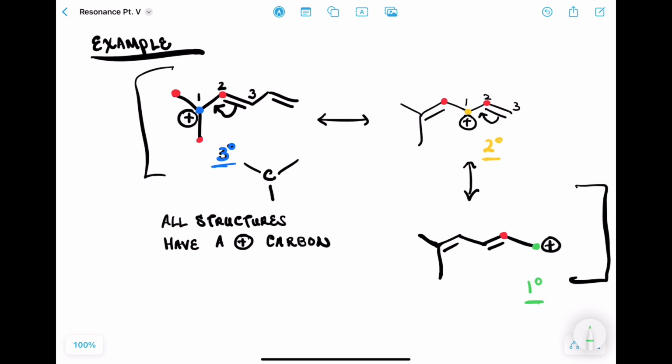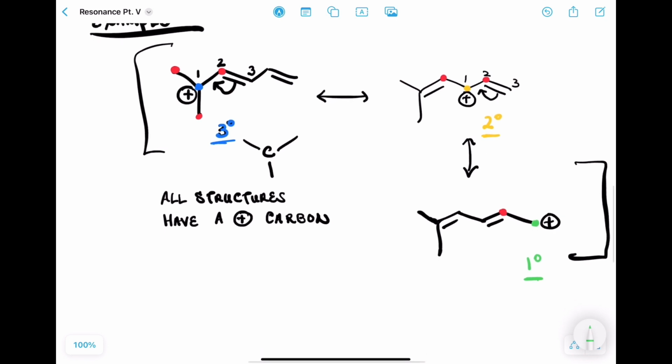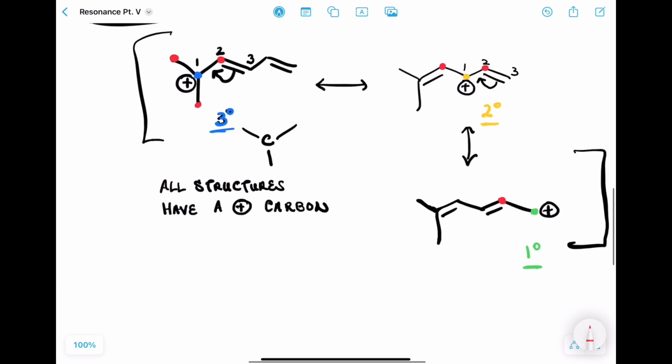So which of these are most stable? Well, something we haven't really talked about yet: the carbons in red are electron donating. They're donating electron density into that positive charge. If we look at the structure on the upper left, we'll notice that these are carbon groups, and because they're carbon, they're donating their electron density, ever so slightly, into that positive charge.